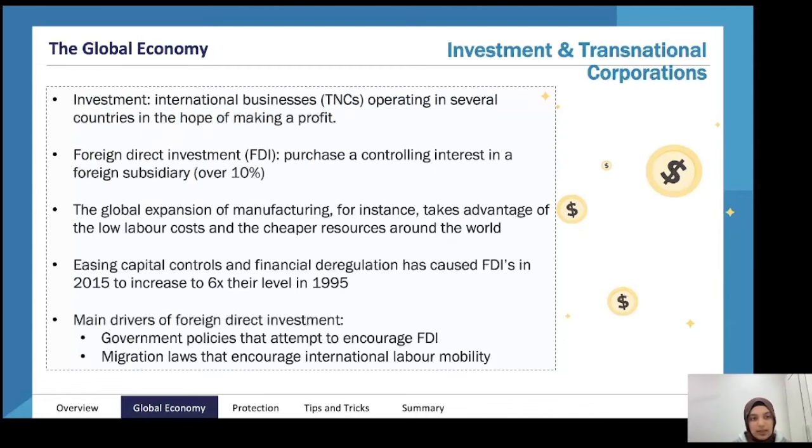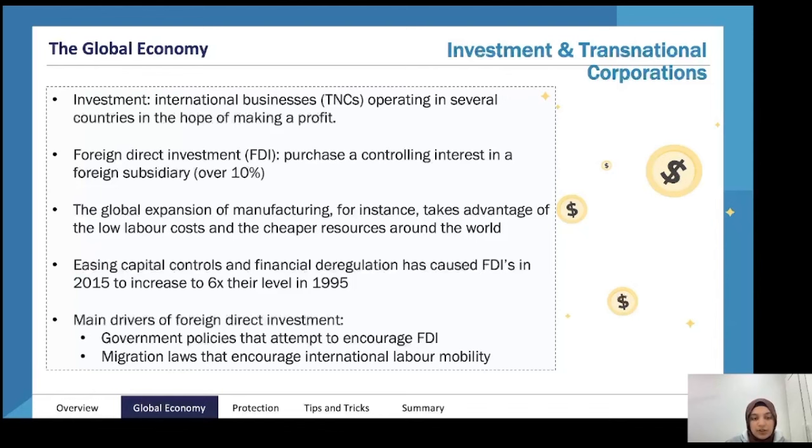So investment and TNCs. Investment essentially refers to international businesses, which are TNCs, operating in several countries in the hope of making a profit. So foreign direct investment, FDI, is the purchase of a controlling interest of over 10% in a foreign subsidiary. So that's the key nature of a foreign direct investment, that it is over 10%. So that's something to note. If it is under 10%, it's a smaller interest. They don't really attempt to control it; the investor's just looking for a return from that. And that's called a portfolio investment.